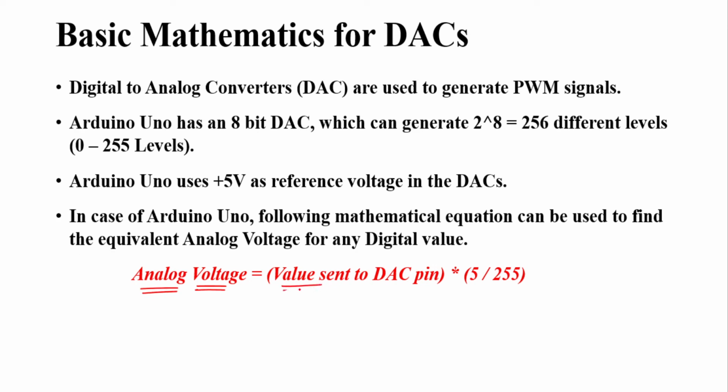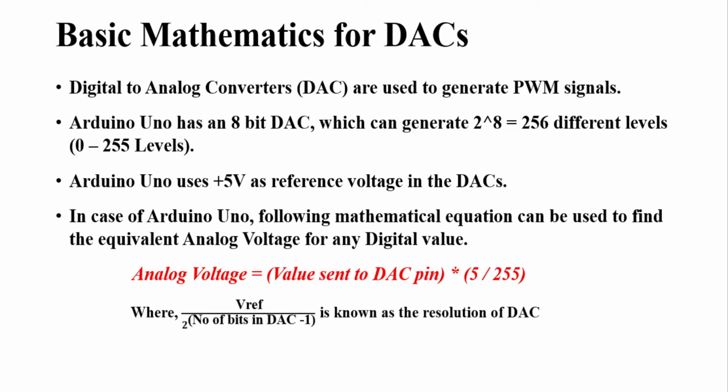Whatever be the value that you want to send to the DAC pin, to convert it into the analog voltage, just multiply that value which is sent to the DAC pin by Vref, which is 5 volt here, divided by 255, that is 2 to the power the number of bits, here 2 to the power 8, minus 1. By this equation, we can calculate the equivalent analog voltage for any number which is sent to the DAC pin.